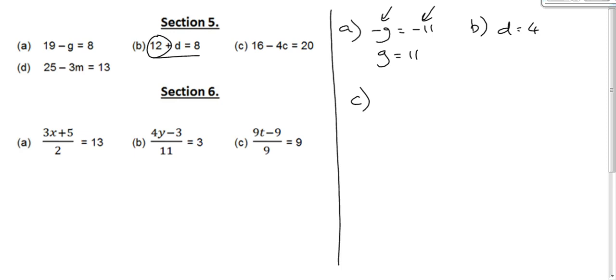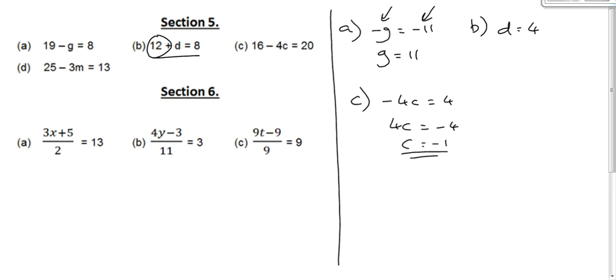Question C. Again, we take away the 16. So we've got minus 4c, and 20 take away 16 is going to be 4. Let's deal with the sign first of all. So I'm going to change this into a positive 4c, which means I've got to change all the signs on the other side, so that's going to be minus 4. And then if we divide by 4, we've got minus 1.